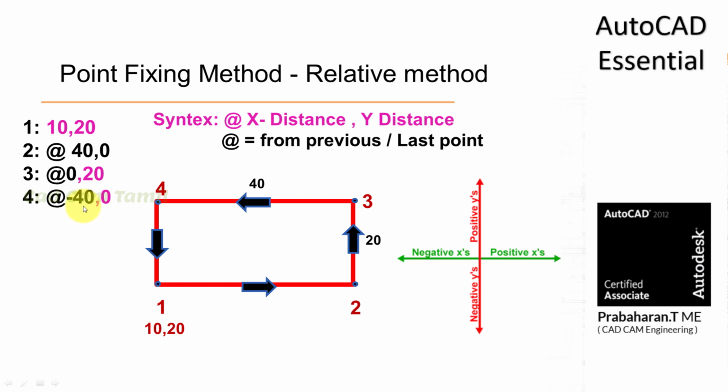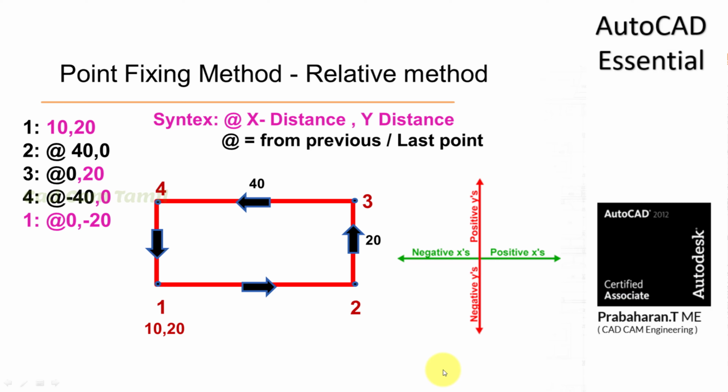Now I have to complete the rectangle, so I have to draw a line from point 4 to 1. So my next point is point 1. From 4 to 1, what is the distance? It is a y direction line, so x becomes 0, y becomes 20. But now we are moving downward, that means towards the negative y direction, so I have to specify that. I am going to give at the rate of 0, minus 20.